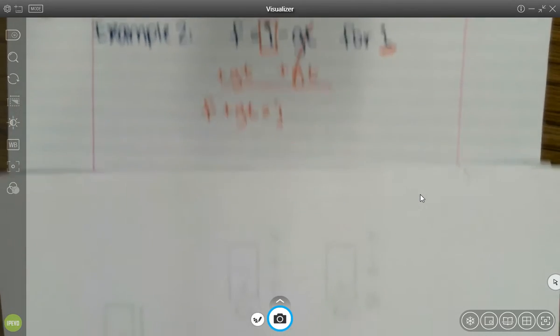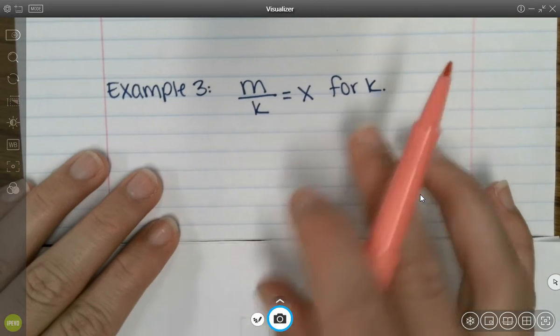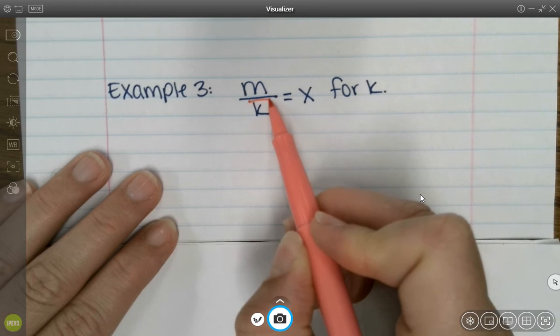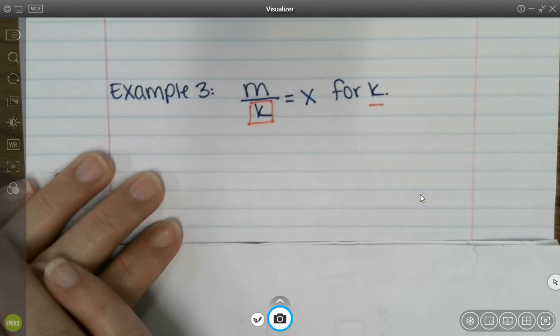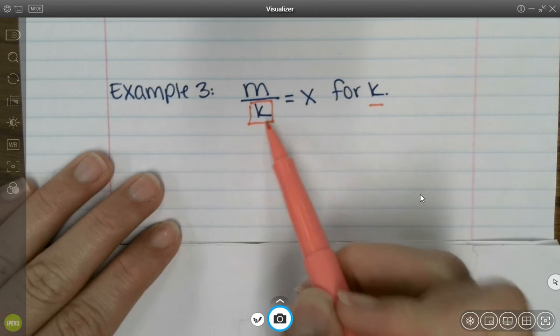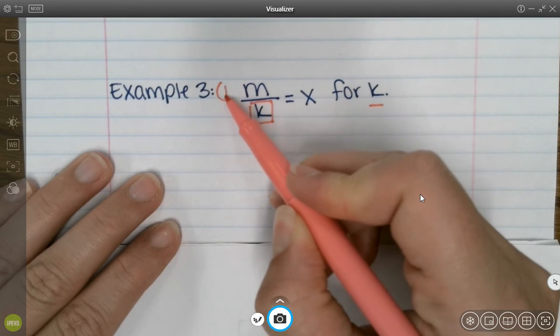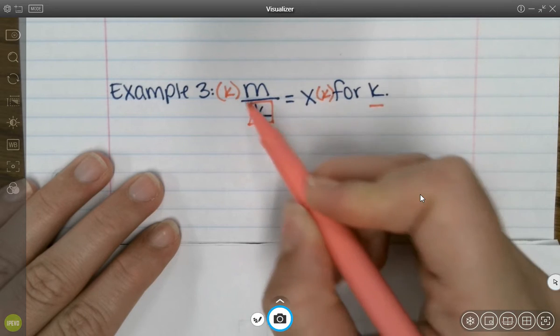A third example of doing this: I have m divided by k equals x, and I'm solving for k. Now in this scenario, k is locked in the denominator. So technically it's 1 over k, and I want to know what is just k. So my first step for this one is going to be to bring it into the numerator. So I'm going to multiply both sides by k to get it out in the open.